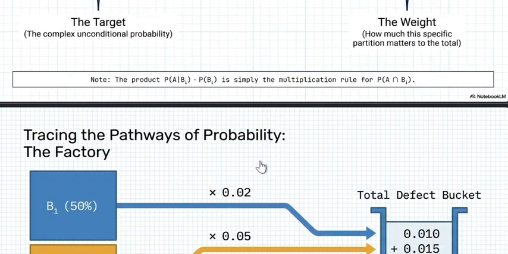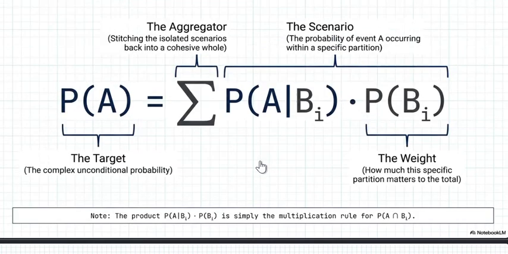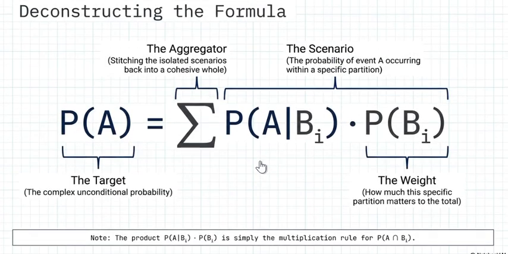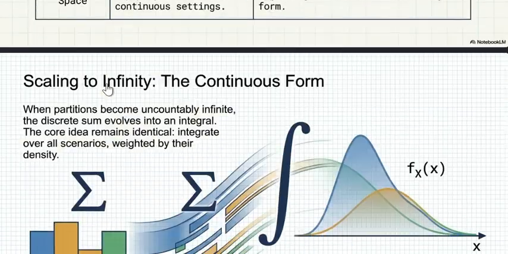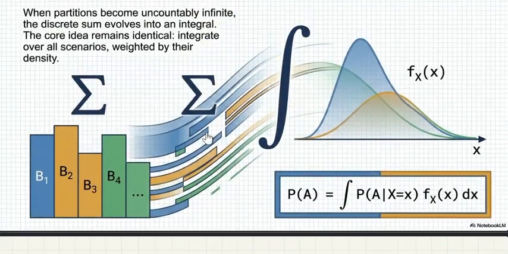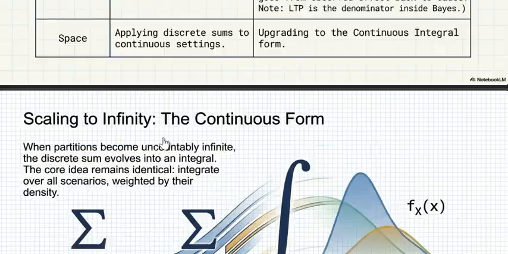Now, if you want a proof in one line, let's go down here. See this formula. This means integrating over all the parts. It's the continuous version. The partition is replaced by density, where fX is the density of X. Same idea: integrate over all scenarios weighted by their density.